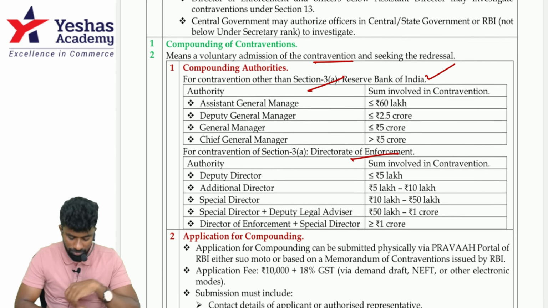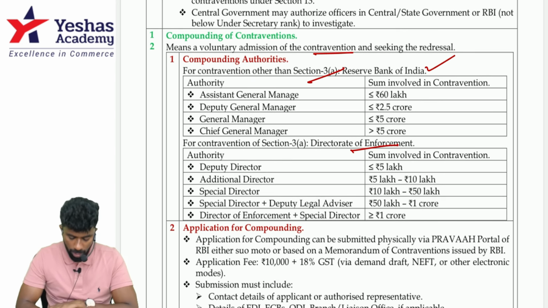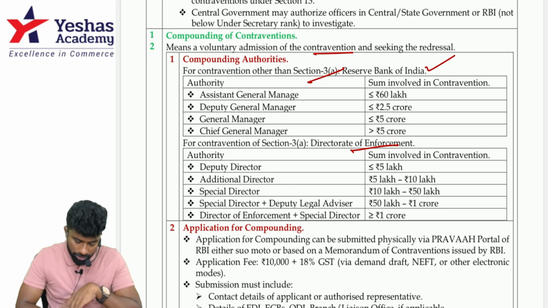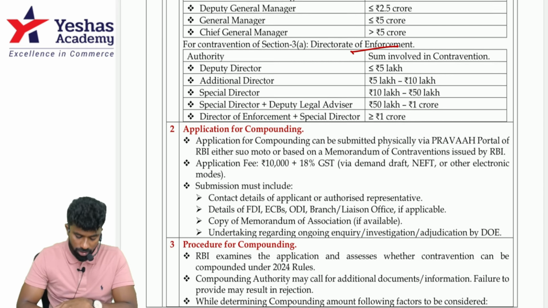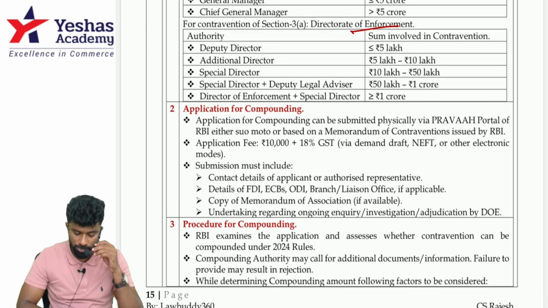Next one, in case of 3A, up to 5 lakh, 5 lakh to 10 lakh, additional director. 10 lakh to 50 lakh, more than 50 lakh and up to 1 crore, special director and deputy legal advisor. More than 1 crore, director of what? Enforcement and special director.